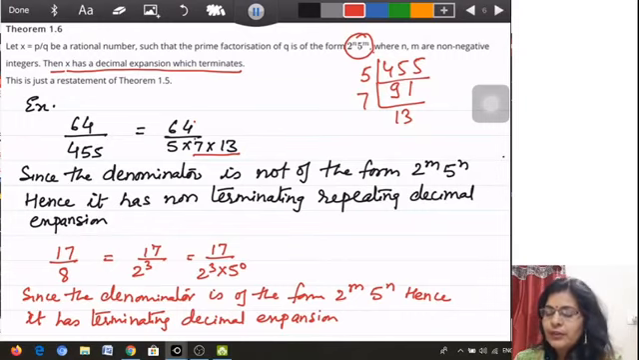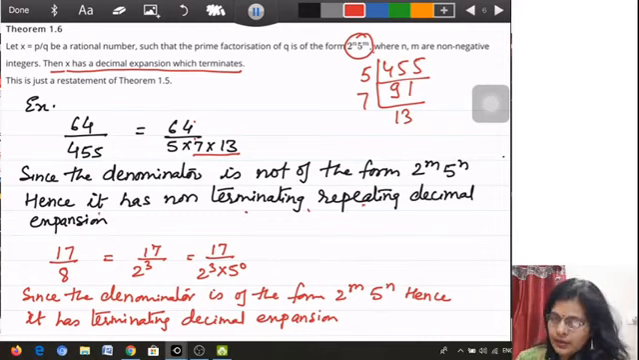So we will just simply write, since the denominator is not of the form 2 to the power m, 5 to the power n, hence it has a non-terminating repeating decimal expansion. I hope everyone is getting what I mean to say and what this theorem states.